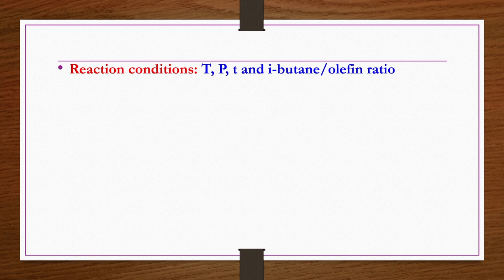Reaction conditions, as usual, are temperature, pressure, and contact time. In addition to that, the ratio between isobutane and olefin is also important, because since olefins are there, obviously polymerization may take place.